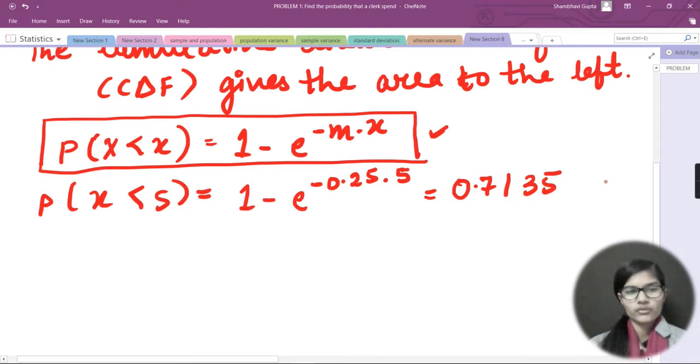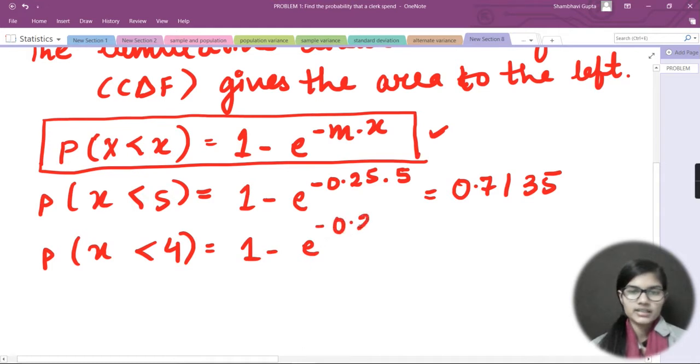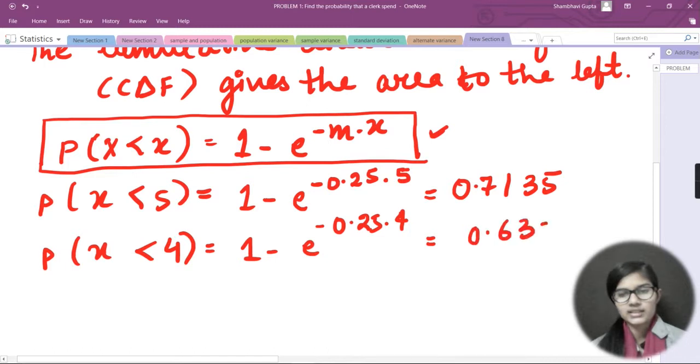Now, what if I want to find the probability of one more thing, let's say the probability of x less than 4 also? I would write 1 minus e to the power minus 0.25 into 4, as my formula says, and this results in the output 0.6321. This is also something you can calculate on your own. So this is what I got here.